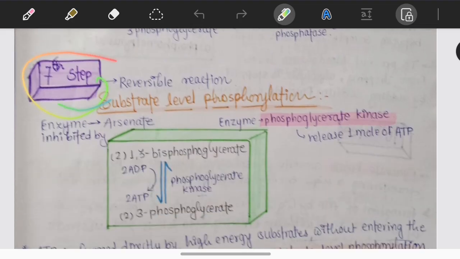Here is the seventh step. It is a reversible reaction, and it is substrate level phosphorylation. The enzyme is inhibited by arsenate, and the enzyme is phosphoglycerate kinase.